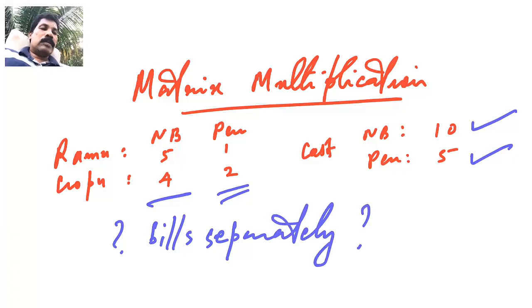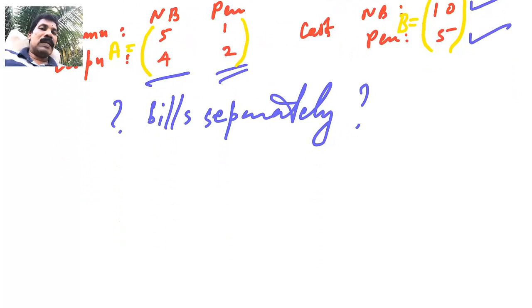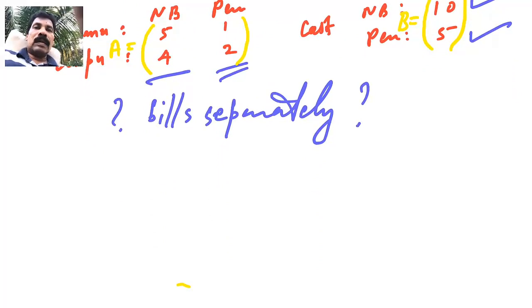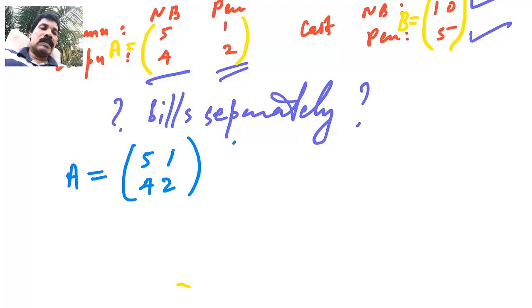Now you know that here we can find two matrices. The first matrix we can take as the matrix [5 1; 4 2]. Let it be capital A. And the second matrix is [10; 5]. Let it be capital B. So here we have two matrices: capital A is equal to the matrix [5 1; 4 2] and matrix B is equal to [10; 5].